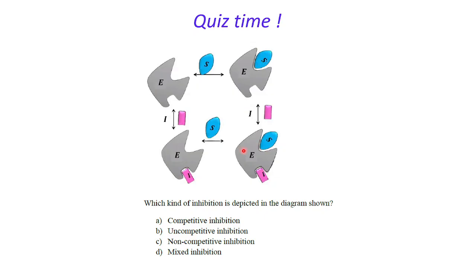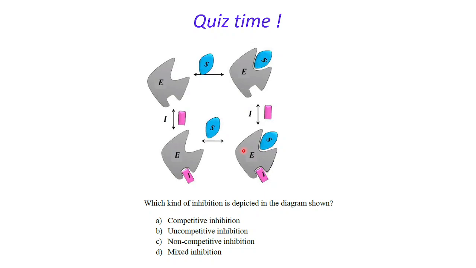So what type of inhibition is shown over here? Where you see that there can be a substrate concentration. No, A is not correct, because as I just discussed, competitive inhibition means it should bind to the position where the substrate is also binding. But here you see the substrate binding site is very different from that of the inhibitor binding site.